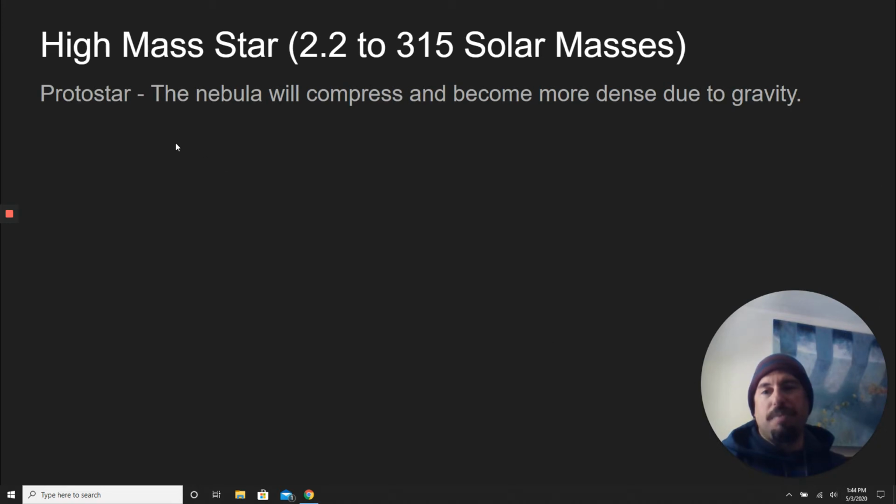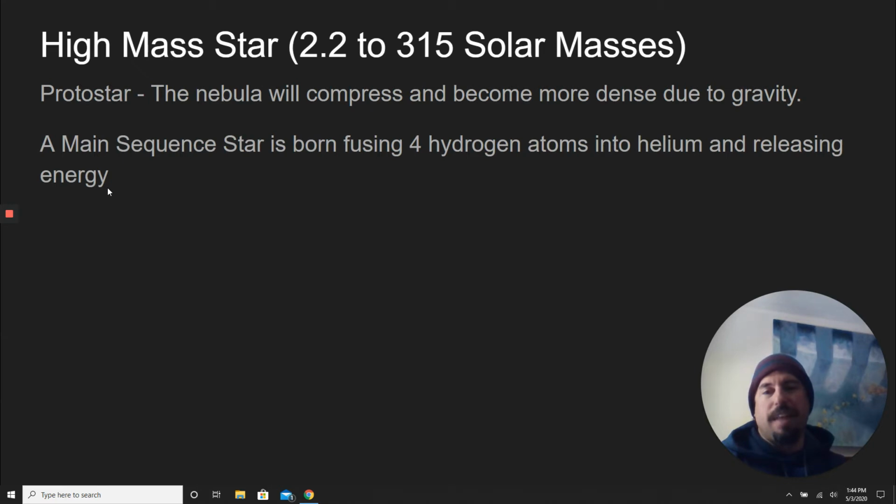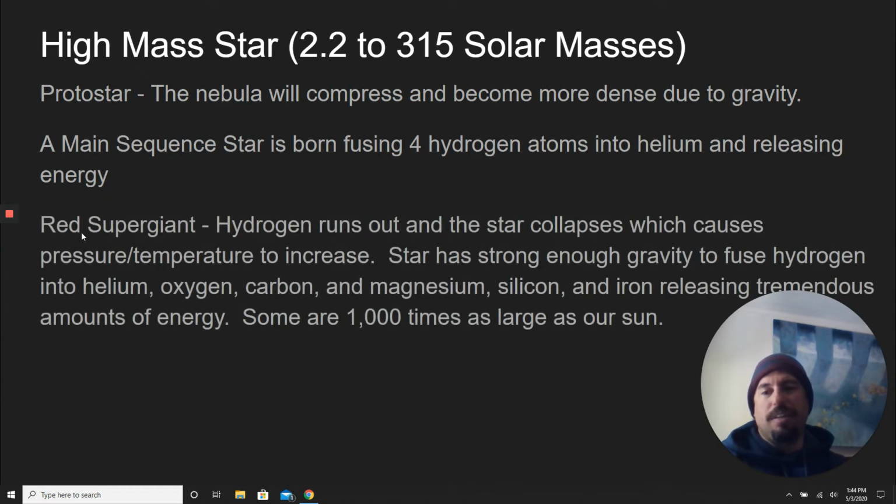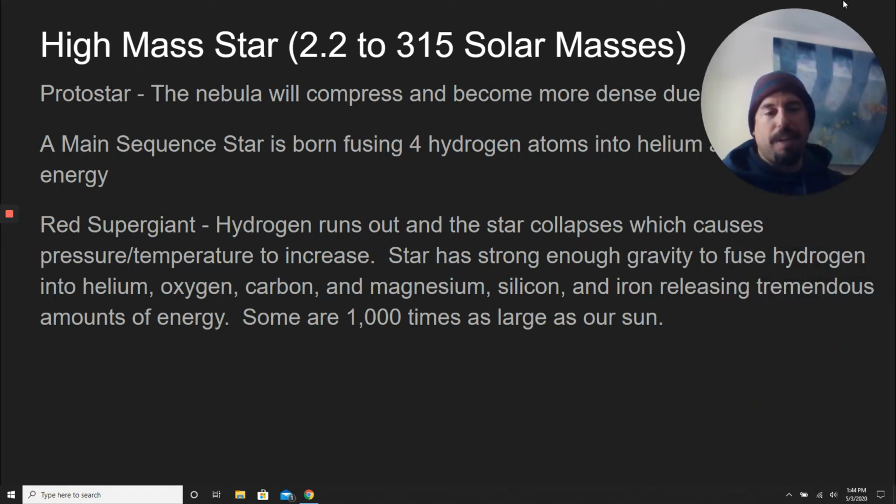So it starts off the same, as we mentioned, nebula into protostar, into main sequence, that's the same, into a red supergiant. So the same process is happening. Hydrogen runs out, size increases, but now because gravity is even larger, because it's a bigger star, it's not just doing carbon and oxygen, but we're also getting other heavier elements, all the way up to iron. So because there's so much gravity here, we're actually able to fuse elements up to iron.